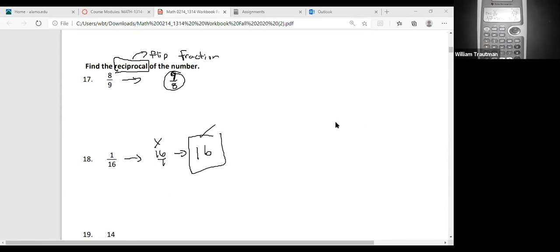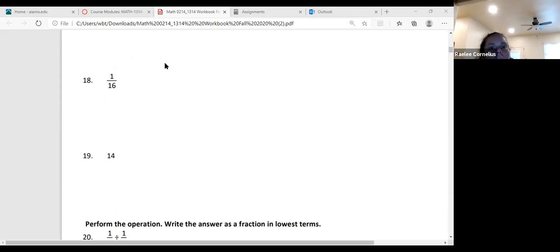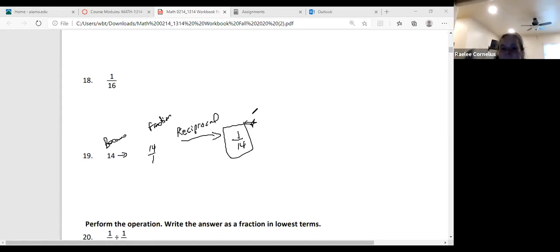I'm not sure about number 19. Anybody know what the reciprocal of 1 over 14 is? Because 14 is really 14 over 1 if you change it to a fraction, right? I mean, the whole number is 14 over 1. 6 is 6 over 1. 9 is 9 over 1. Now, if we take the reciprocal, you just flip it. 1 over 14, and there's our answer. Good.